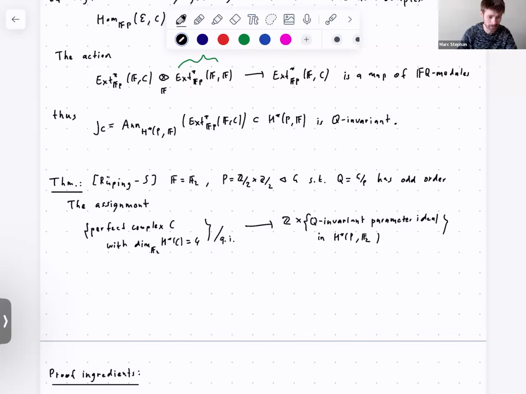All right, and the assignment is given by, we take the perfect complex and we look at its minimal degree where it has non-zero homology, minimal L such that H_L of C is non-zero. And the ideal is exactly this annihilator ideal that we defined before. So the statement is that this is a bijection.